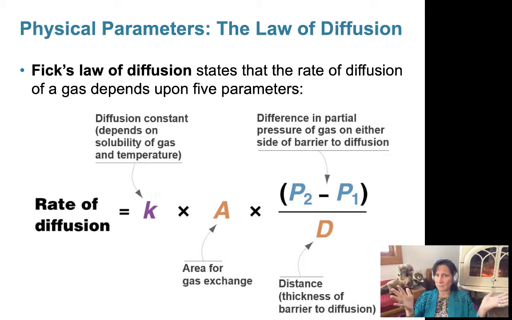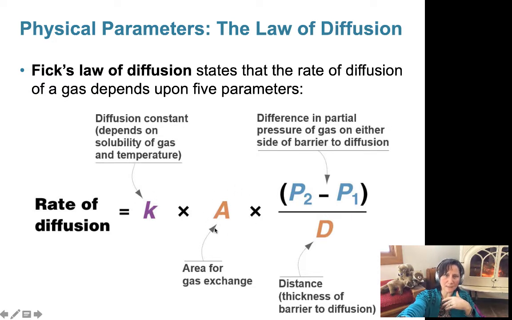So you can actually calculate the rate of diffusion following Fick's law of diffusion. So this formula that you see here, let me just walk you through this. The rate of diffusion depends upon several different variables. What we're representing here as K is simply a constant. That constant is going to depend upon the solubility of the gas in question and the temperature at which this reaction is happening. But for now, just consider it a constant.